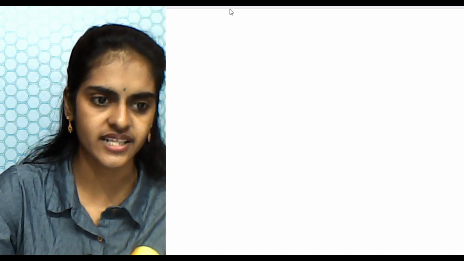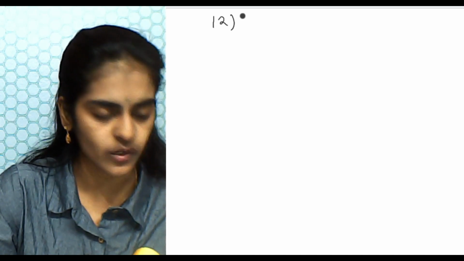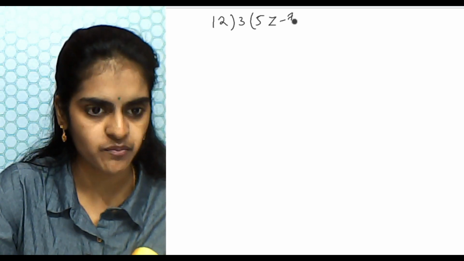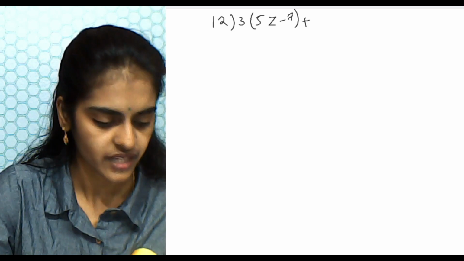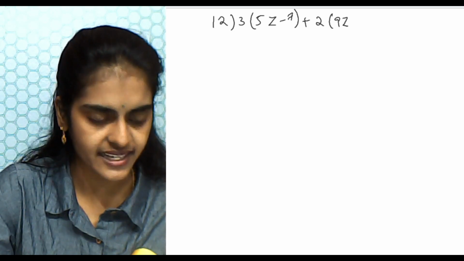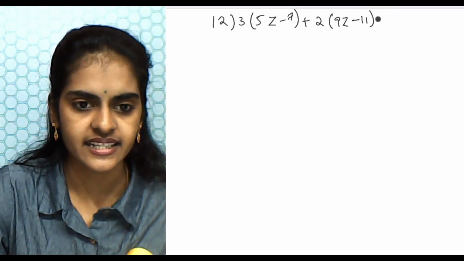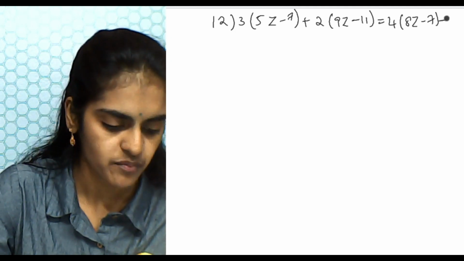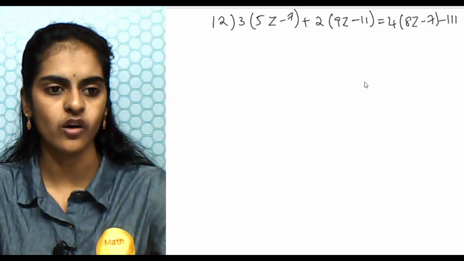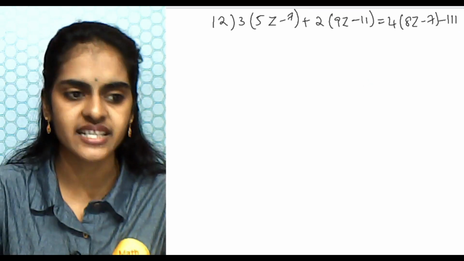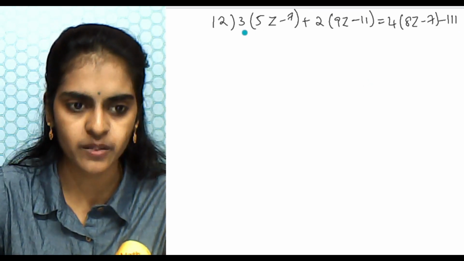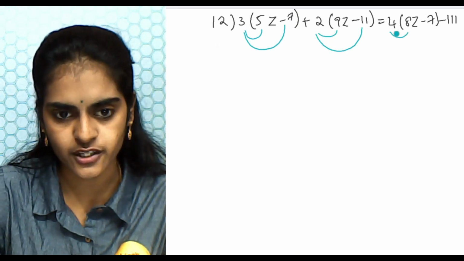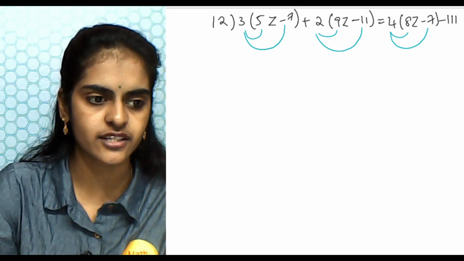So 12th question. So you have 3 multiplied by (5z minus 7), okay, plus 2 multiplied by (9z minus 11) is equal to 4 multiplied by (8z minus 7) minus 111. Okay, so this is the question. So firstly, as I told you, you will multiply these two, and again these two, wherever you have brackets, you have to do this. Clear? So let us do it now.